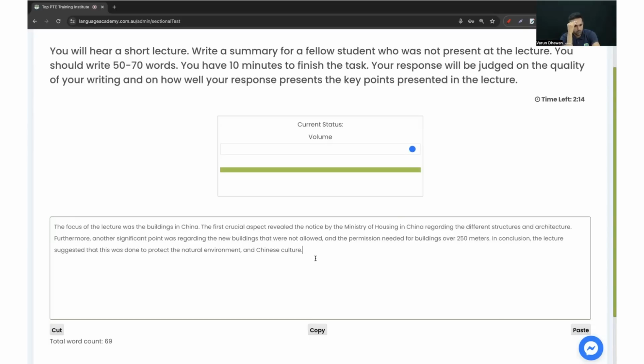The focus of the lecture was the buildings in China. The first crucial aspect revealed the notice. Now you might be thinking this is grammatically incorrect, but I'm writing it this way. The first crucial aspect revealed the notice by the Ministry of Housing in China regarding the different structures and architecture. Furthermore, another significant point was regarding the new buildings that were not allowed and the permission needed for buildings over 250 meters. In conclusion, the lecture suggested that this was done to protect the natural environment and Chinese culture.